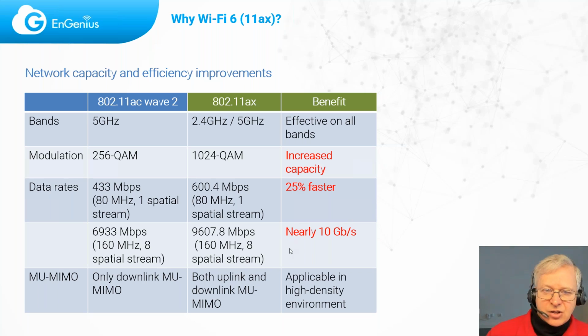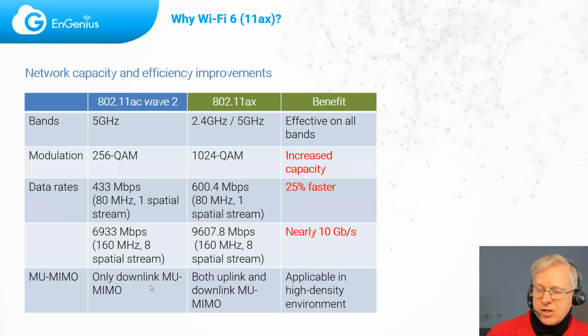And additionally, you will also see it in your max speed if you really use a lot of spatial streams, that you will have a capacity of almost 10 gigabits. But let's be honest, there are very few devices which will support 8 spatial streams for now. 4 spatial streams is sort of the maximum at the moment. So you will top out nearly at 5 gigabits in most cases.